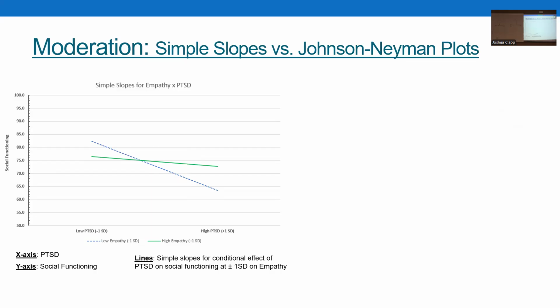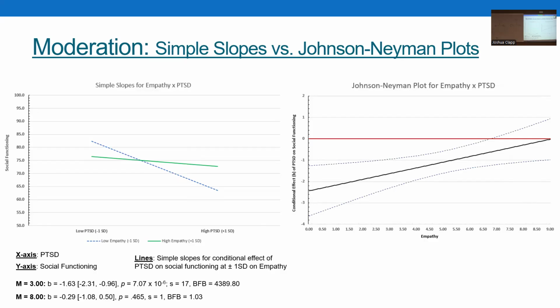So this is a fine graph. This is a good graph. This tells a story and it's okay. And so here is my coefficient at low levels of empathy and high levels of empathy. Here are my coefficients, confidence bounds, p-values, S and BFB, as we might report this for our simple slopes graph.